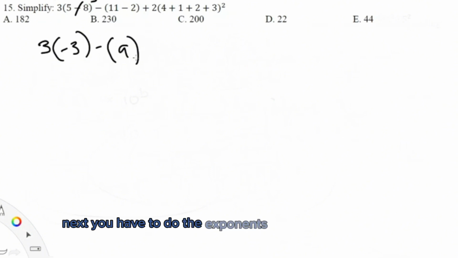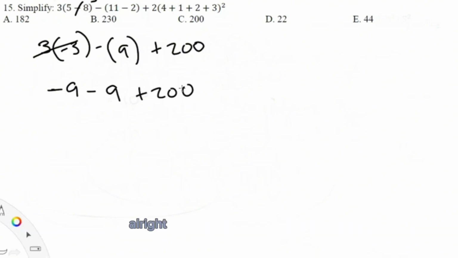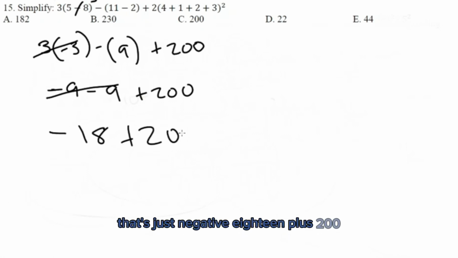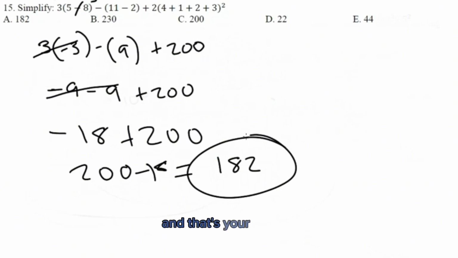Next you have to do the exponents according to PEMDAS. So 10 squared is 100. Next, 2 times 100 is 200. So we add 200. This becomes negative 9. So negative 9 minus 9 plus 200. That's just negative 18 plus 200, which is 200 minus 18. And that equals 182. And that's your answer.